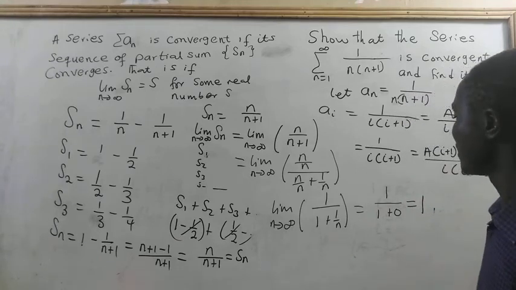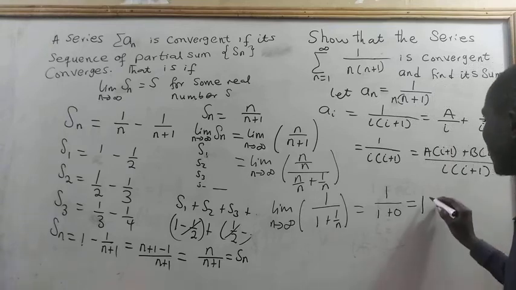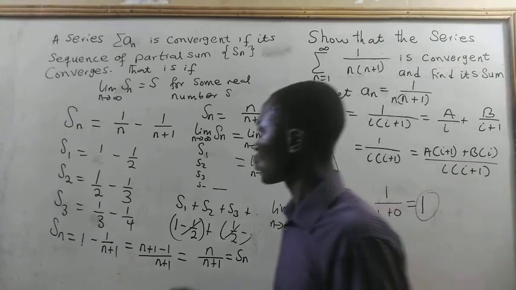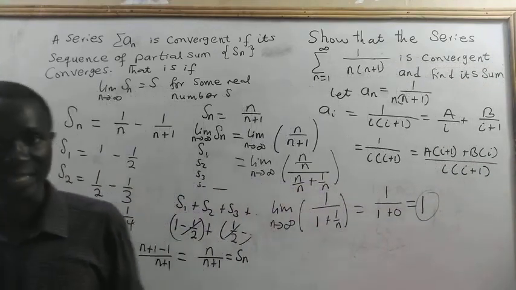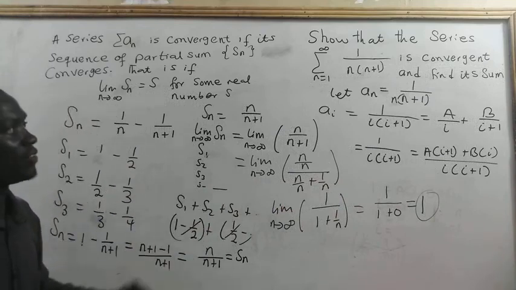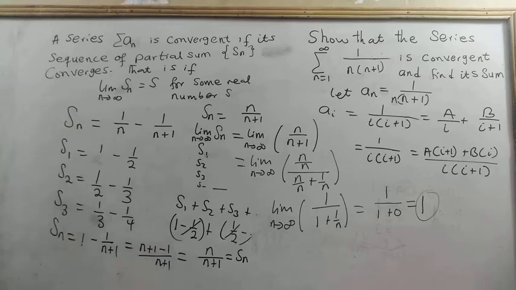So the series converges and its sum is 1. The series converges and its sum is equal to 1. Very, very simple as that.